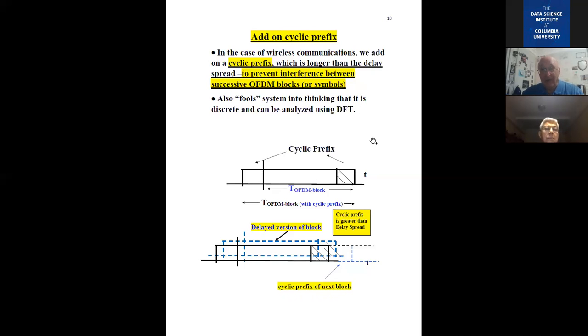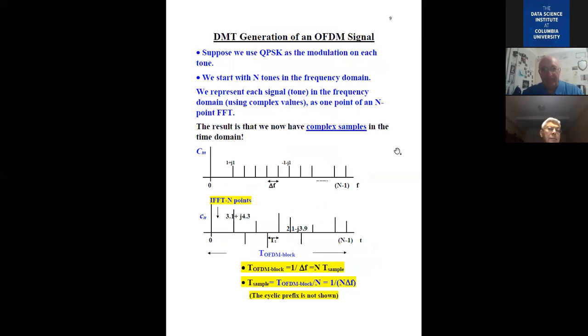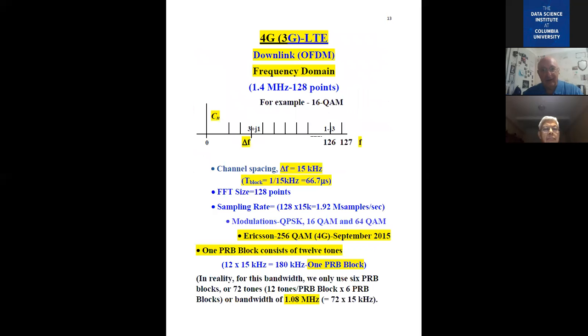Just to go back up for a second. If we come back over here, this difference in frequencies essentially represents tone spacing. This is delta F, this represents tone spacing. The total bandwidth would be whatever number of tones I have here times delta F. But in the time domain, the length of the block is 1 over delta F. And we're going to see that in a second when we take a look at 3G and 4G.